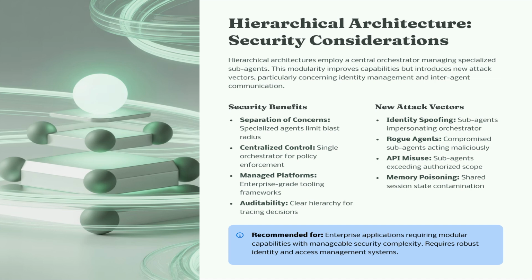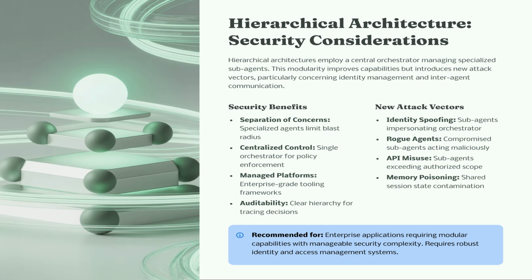Building on our discussion of sequential architecture and its security advantages, let's now explore hierarchical architecture and the unique security considerations it presents. Hierarchical architectures employ a central orchestrator that manages specialized subagents. This modular approach enhances system capabilities, allowing for tailored functions. However, it also introduces new attack vectors, particularly in areas like identity management and inter-agent communication.